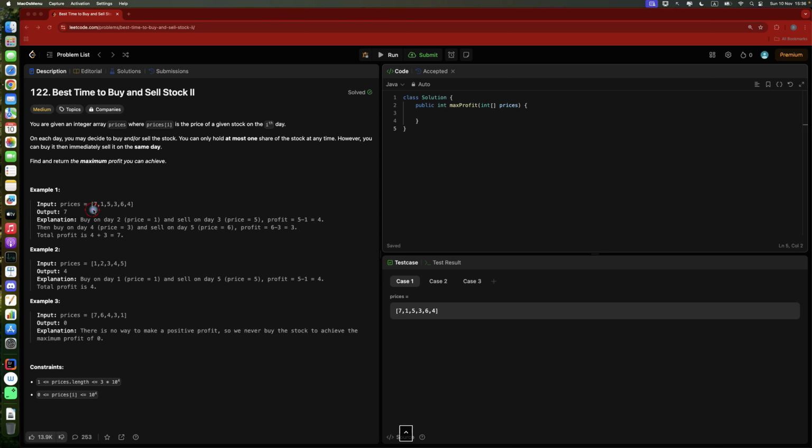So we have broken down this array and what it represents. It represents time if we use the indexes, and the values at the indexes in the array are the prices of the stocks. Perfect breakdown. On each day, we may decide to buy or sell the stock. You can only hold at most one share of the stock at any time. However, you can buy it, then immediately sell it on the same day.